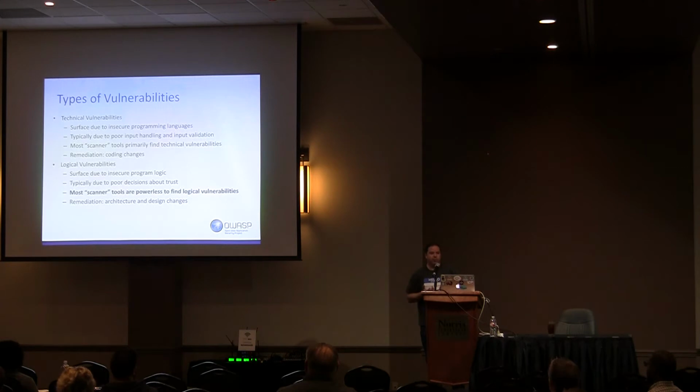Now, in terms of types of vulnerabilities, there's basically two types. There's technical vulnerabilities. Technical vulnerabilities typically surface due to insecure programming languages. So it usually has to do with some form of poor input handling and poor input validation. Meaning, as data is coming into the application, somebody is not checking that data and verifying that it's appropriate, that it's properly typed, that it doesn't contain bad things, and then they're handing that off to the application to be interpreted, to be utilized, and that's going to cause our issues.